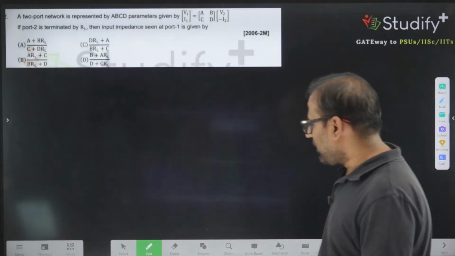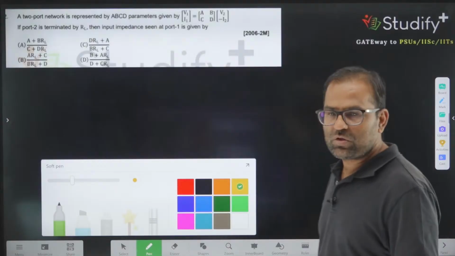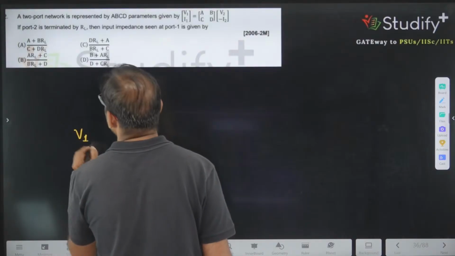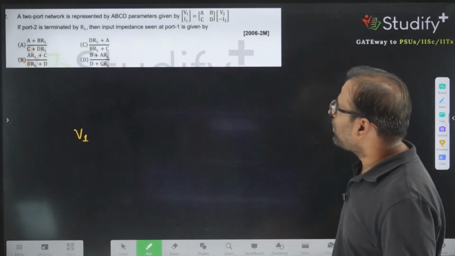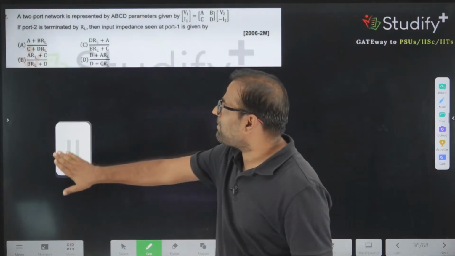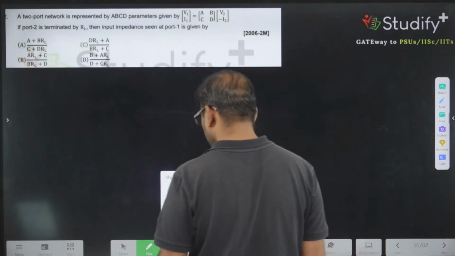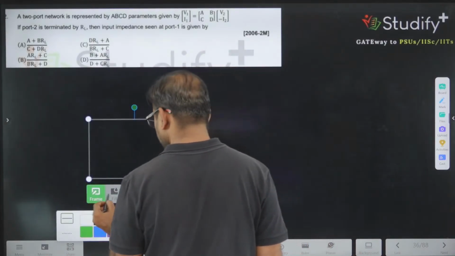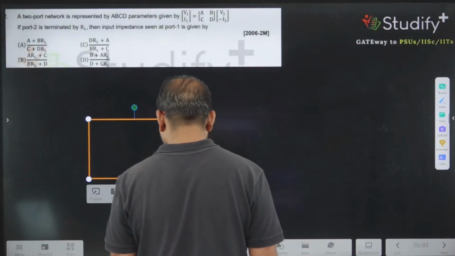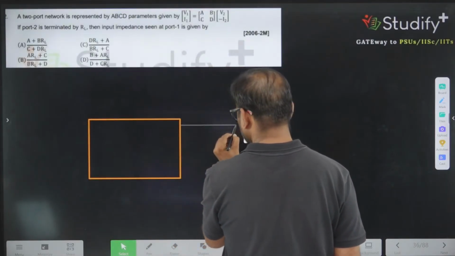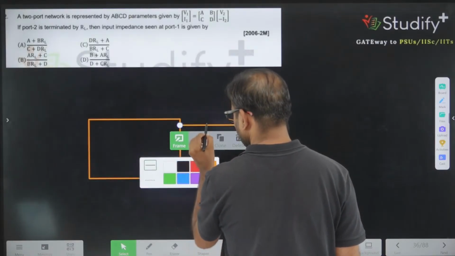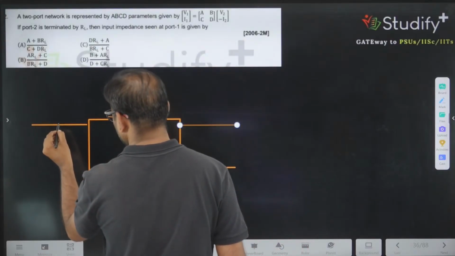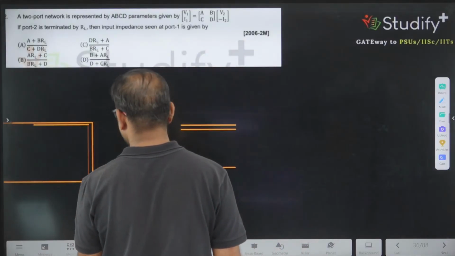One more question on ABCD parameter. What this question says, that we are having V1 I1 and V2 I2 for a two-port network. The port 2 is terminated by RL. So they are saying that we are having one two-port network in which we are having 4 terminals. 1, 2, 3 and 4.